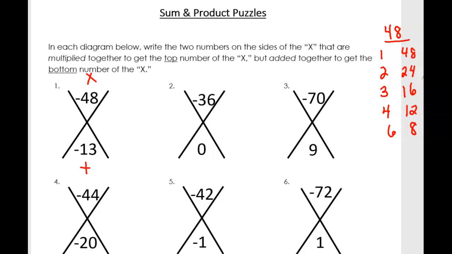Okay, because see how we're dealing with positives and negatives, and if you did look at that, 3 and 16, if I said 3 times 16, which one would have to be negative to get to that negative 13? It would be negative 16. Okay, so 3 times negative 16 gives me negative 48. 3 plus negative 16 gives me negative 13.